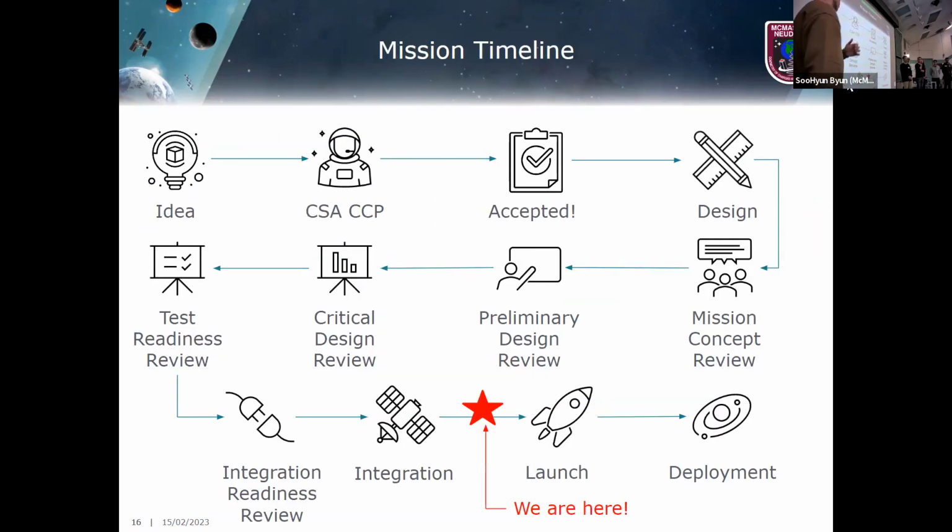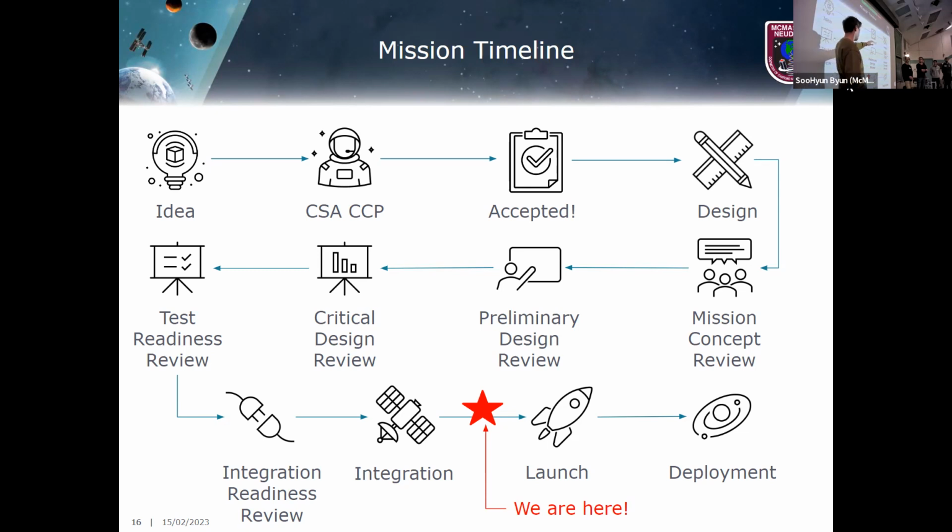So we'll go through just the general structure of how a mission gets organized. First is the idea. That was the conceptualization that we had back in 2015 by Dr. At which point we then go to the Canadian Space Agency, the CSA, they have their Canadian CubeSat project. If we propose it and it gets accepted, then we get to start designing.